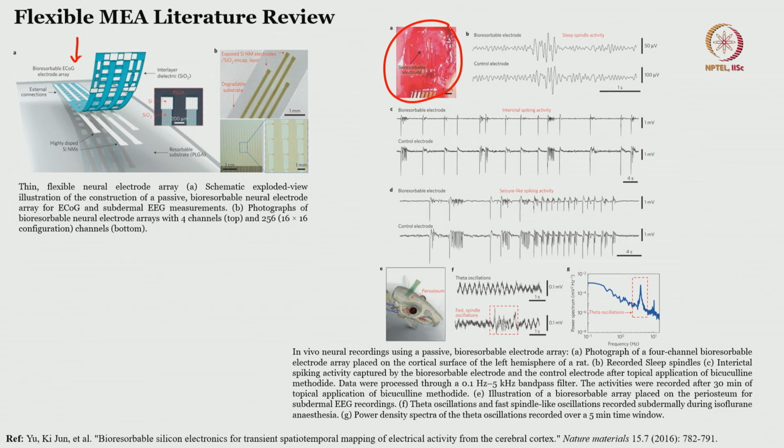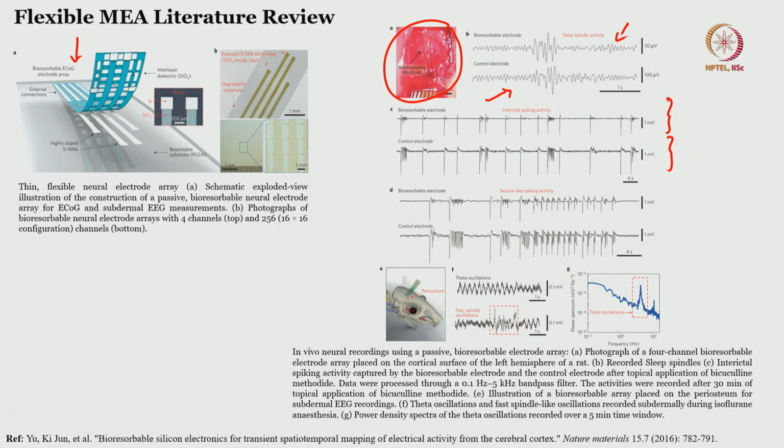You can see that when the subject is asleep, what is the activity when we measure with the control electrode, versus the bioresorbable electrode? When there is spiking activity, what are the signals and how does it look when we compare the control electrode versus the bioresorbable electrode? I am sorry, I said cortical, it is the control electrode.